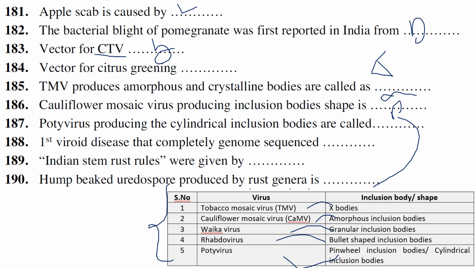First viroid disease to be completely genome sequenced. First viroid to be completely genome sequenced is potato spindle tuber viroid. Indian stem rust rules was given by Nagarajan and Singh, 1975. Puccinia pathway was given by Nagarajan and Joshi in 1980. Hump-beaked teliospore is produced by the rust genera. So generally hump-beaked teliospore is produced by the rust genus Hemileia, which causes rust. Hemileia vastatrix, coffee rust, right?